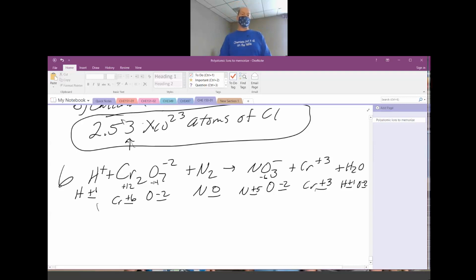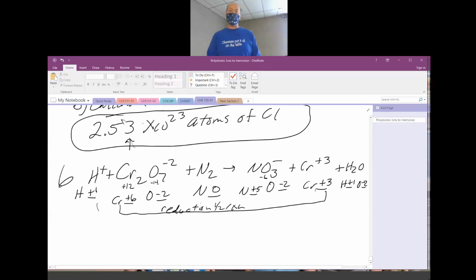So hydrogen is the same, plus 1, not oxidizing, not reducing. Cr here is plus 6. Cr here is a plus 3. This is your 6 reduced down to 3, reduction half reaction. All right. Oxygen, minus 2. Everywhere you see oxygen, it's minus 2, not changing oxidation number.